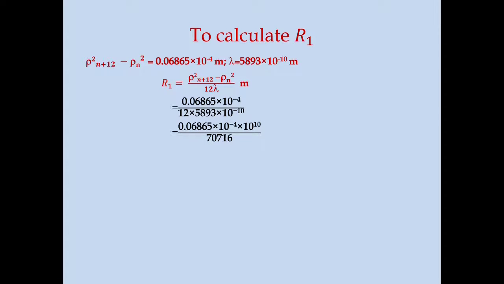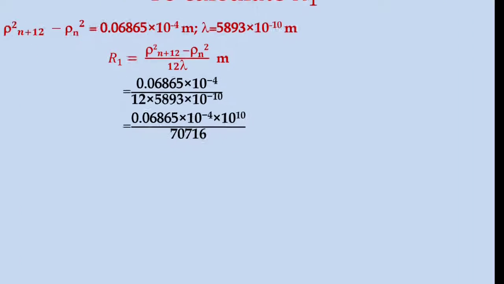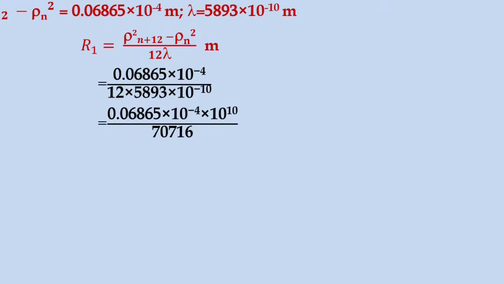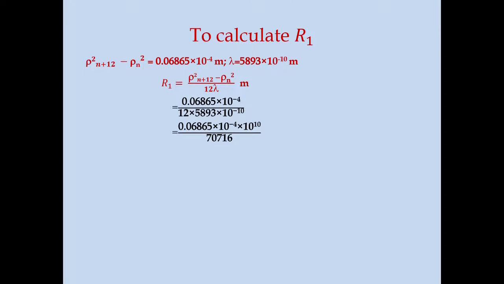So bringing the 10 power minus 10 in the denominator to the numerator, we get 0.06865 into 10 power minus 4 into 10 power 10. The denominator, 12 into 5893, is multiplied, and we get 70716. Then divide the numerator by the denominator, we get 0.9708 into 10 power minus 6. In the numerator, already there is one 10 power minus 4 and 10 power plus 10, that will give you 10 power plus 6. So this 10 power minus 6 and 10 power plus 6 will get cancelled.